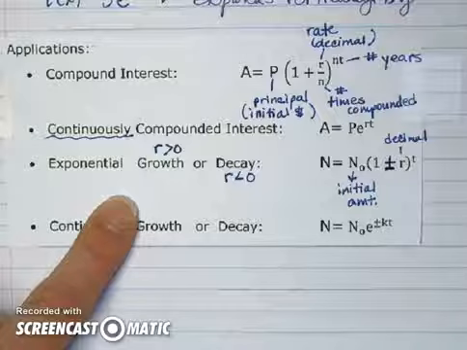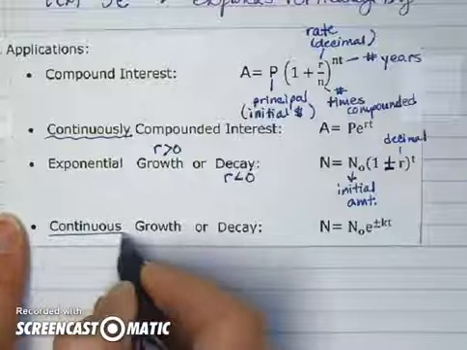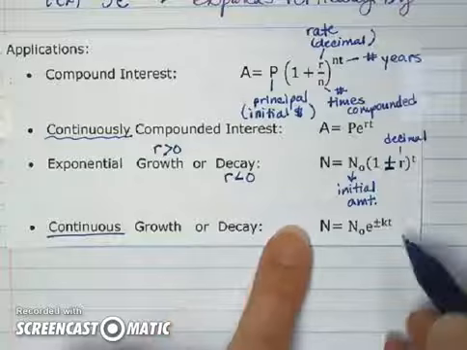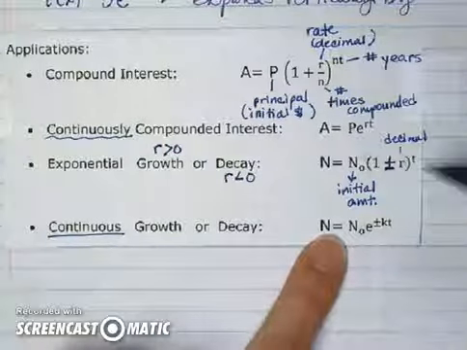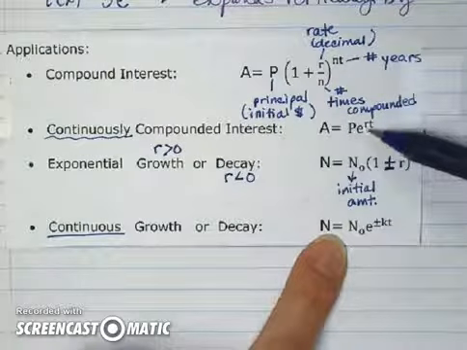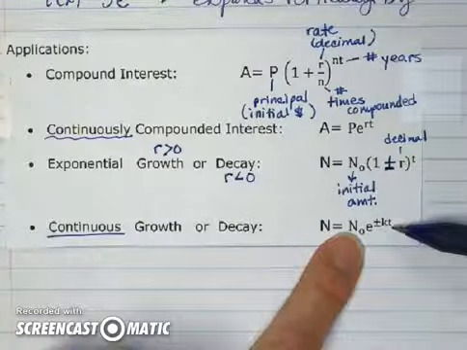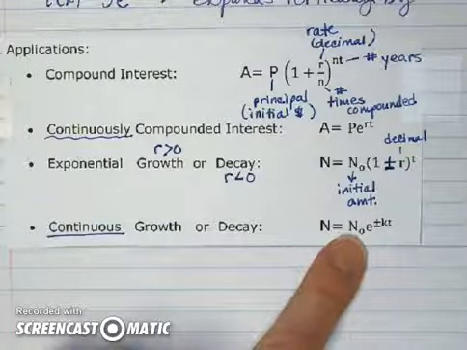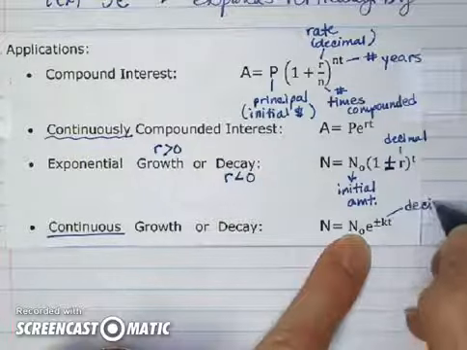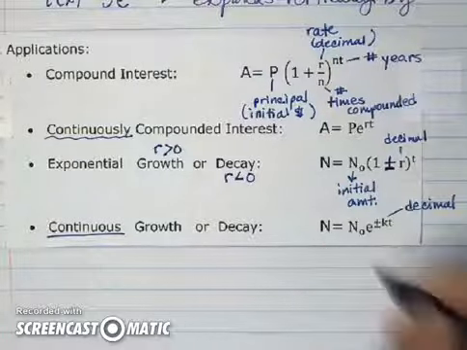Now, if it says you have a continuous growth or decay, then you notice that you have the E. Notice the pattern here. If it says continuously compounded interest, you have the E to the RT. Continuous growth or decay, you have an E to the KT. Well, that K is like your rate. That K is also a decimal. And your N sub 0 is still the initial amount.